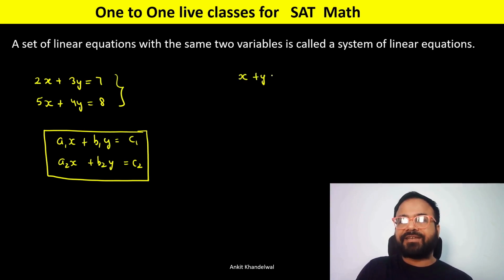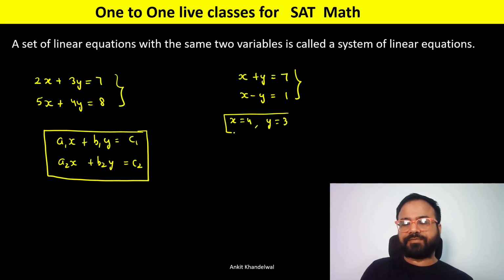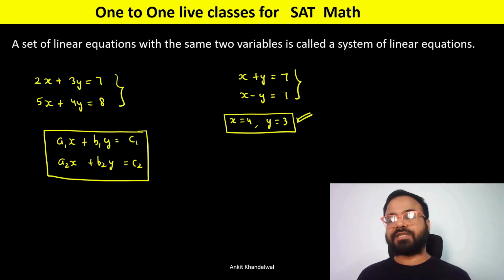Just like one more example, I am taking a very basic one in which we can directly predict. Let's say x plus y is equal to 7 and x minus y is equal to 1. You can see if you take x as 4 and y as 3, 4 plus 3 is 7 and 4 minus 3 is 1. So this value of x and y is satisfying both the equations. That is why this is called the solution of the system of equations. So we have to learn how to solve this.